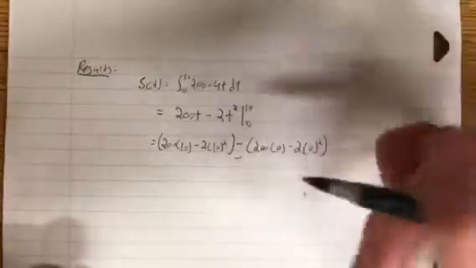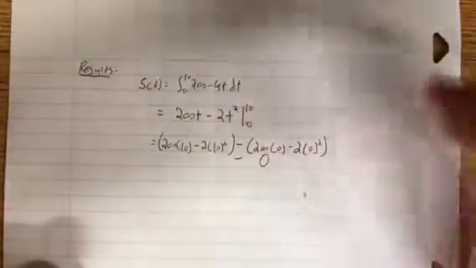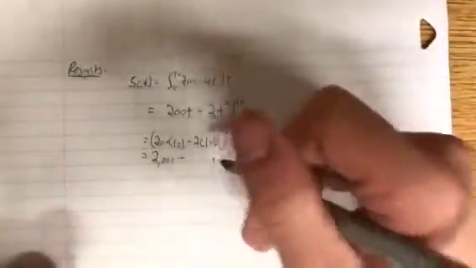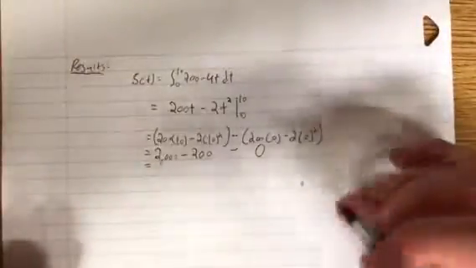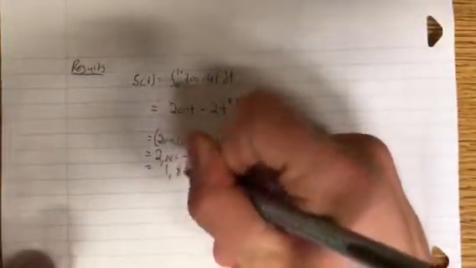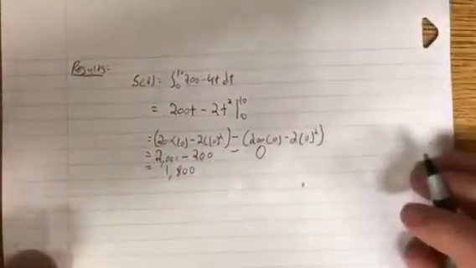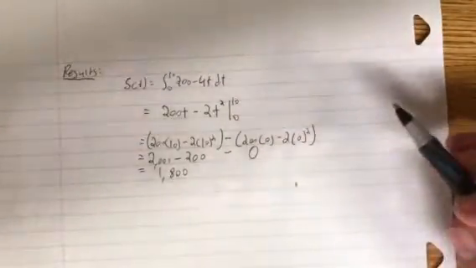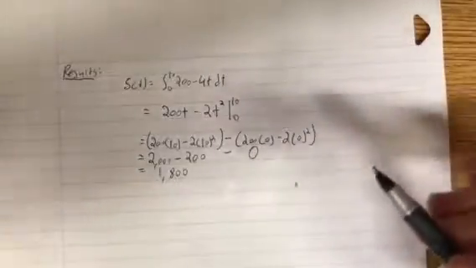Now this whole big thing right here obviously equals 0. This is going to be equal to 2,000 minus 10 squared, which is 100. 2 times 100 is 200. 2,000 minus 200 is going to be 1,800. So by solving this integral, we know that between 0 and 10 minutes, 1,800 liters escaped from the tank.